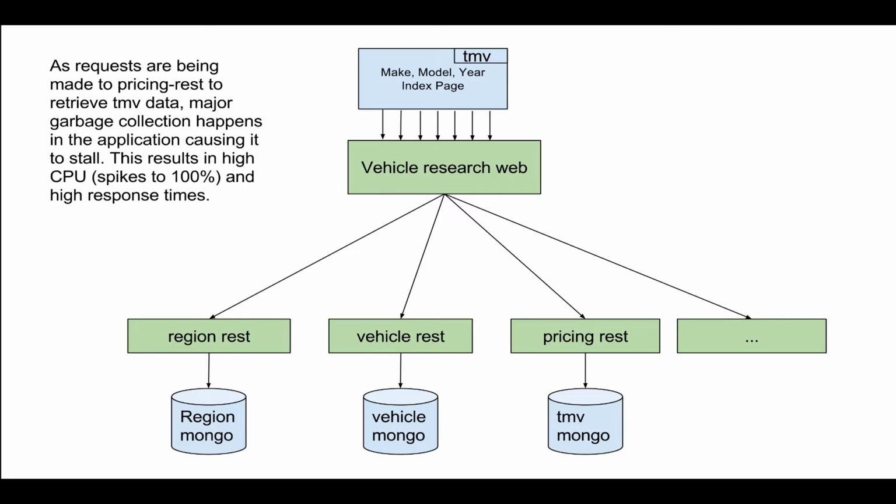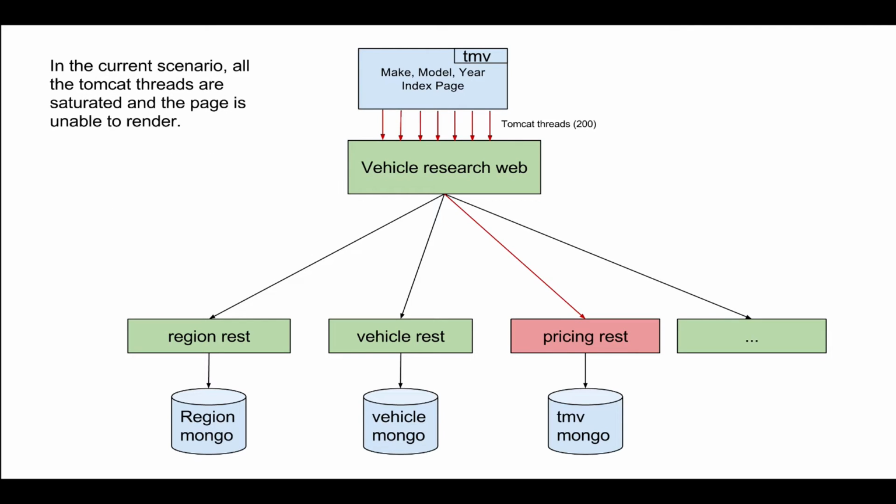As requests are being made to pricing REST, assume a major GC cycle starts in pricing REST. This makes the CPU spike to 100%, slowing down calls to pricing REST. All the Tomcat threads of the vehicle research application are used up, waiting for a response from pricing REST. The make model year page isn't rendered to the user.